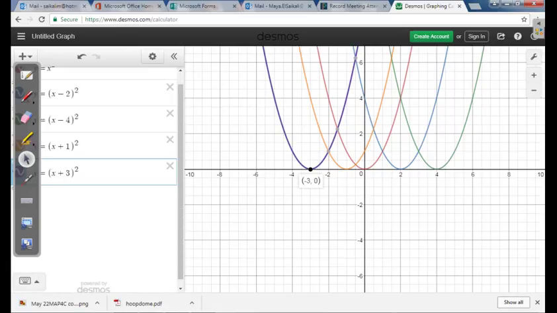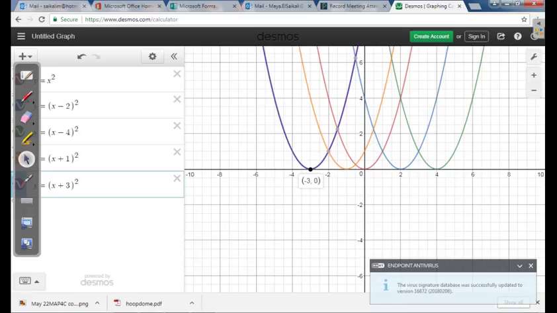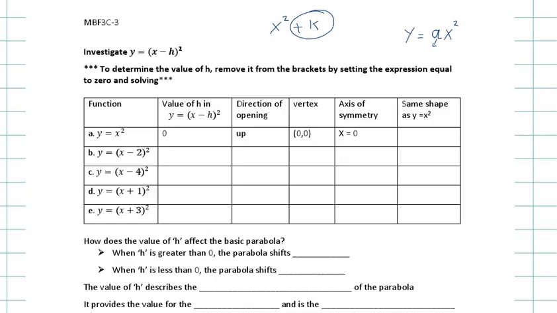So does this mean that the x is going to change, like for the axis of symmetry? Correct. So it's going to be like x equals 2? That's right. It's going to be x equals 2, x equals 4, x equals negative. That's right. Okay? So let's go back to the note. And let's fill out this part of the note.